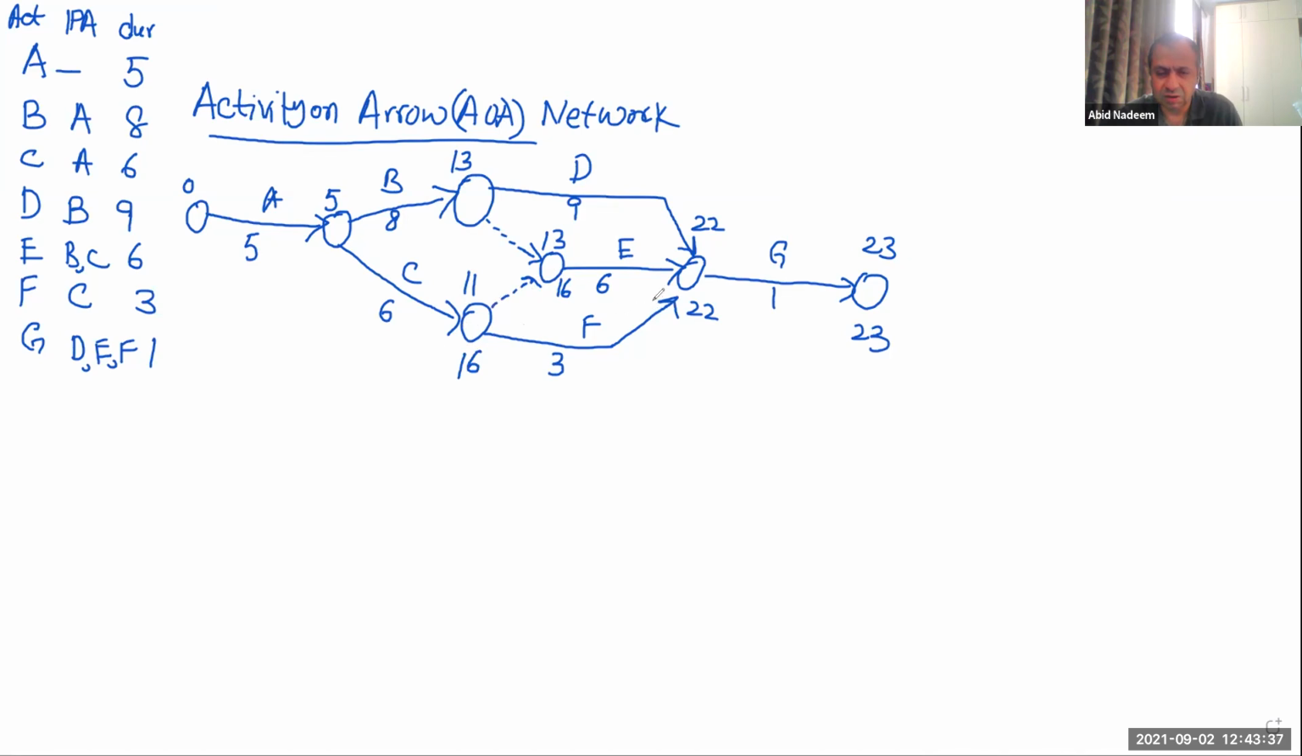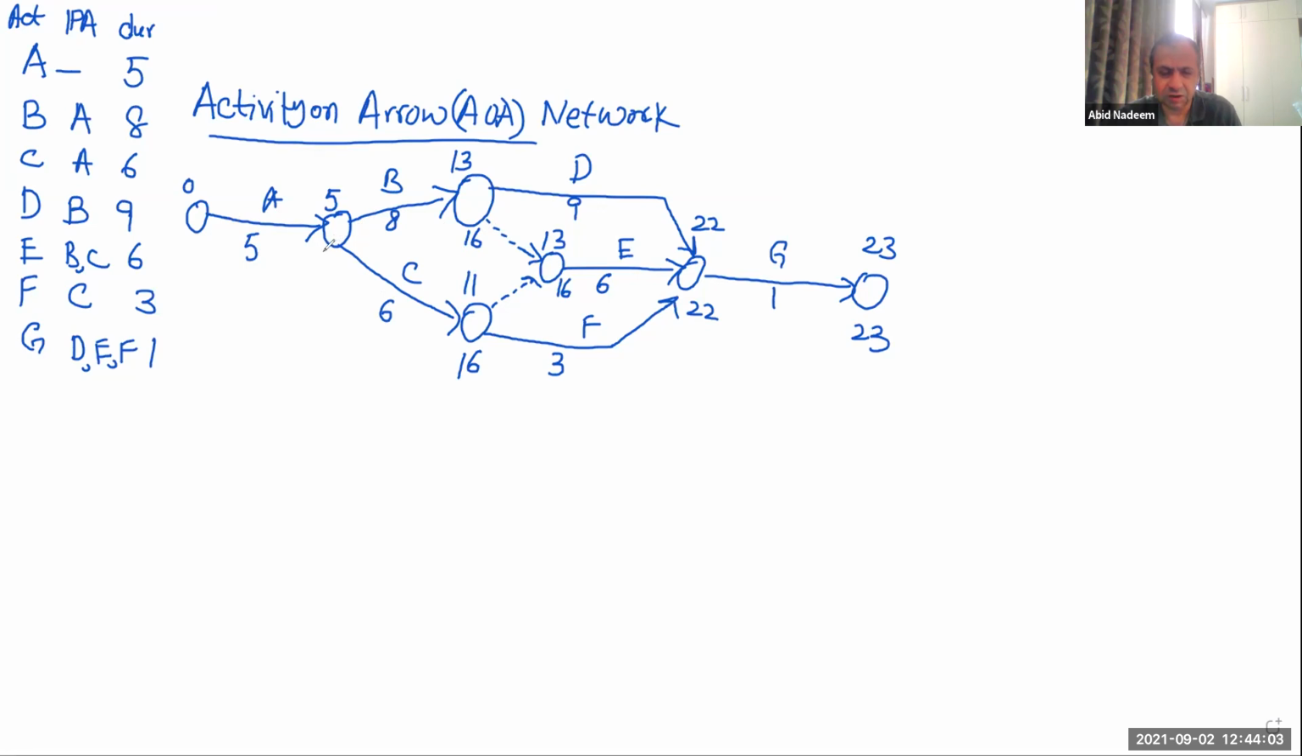Okay. So 22 minus 6 is 16. 22 minus 3 is 19. So this 16 will come from here. And then from here, it will be 16, right? And then it will be 16 minus 8, it will be 8, and 16 minus 6, it will be 10.